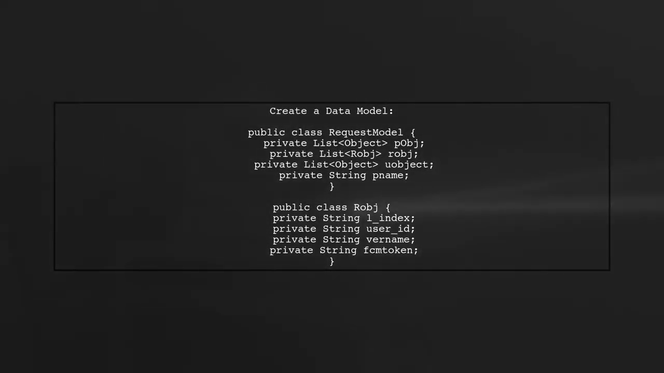Instead of using JSON object directly, consider creating a data model class that matches your request structure. Retrofit can then serialize this model correctly without adding unwanted parameters.